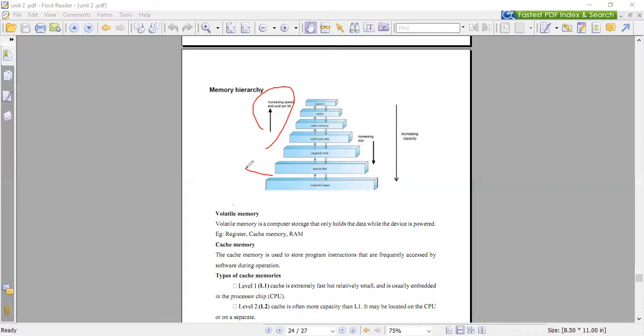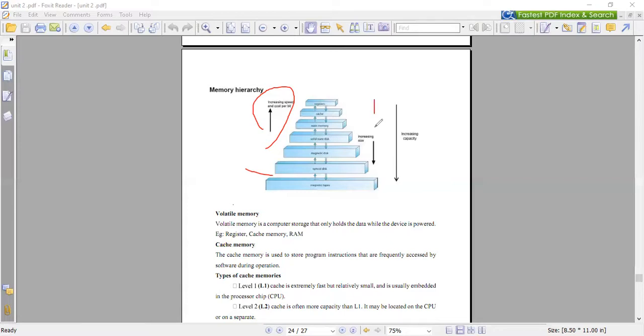8 bits is 1 byte. 1024 bytes equal 1 kilobyte. 1024 kilobytes equal 1 megabyte, like that it goes. So when you compare all this, you can see the cost per bit increases when you go up in this chart. That means registers are the costliest, they have the highest cost per bit in this memory hierarchy.